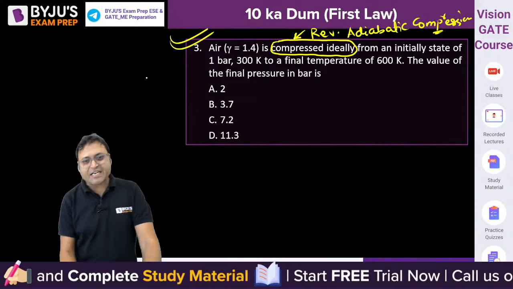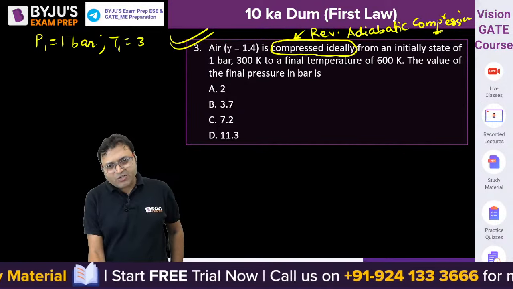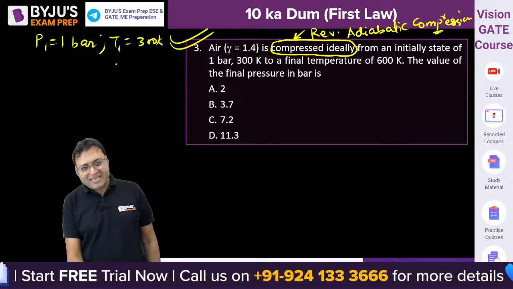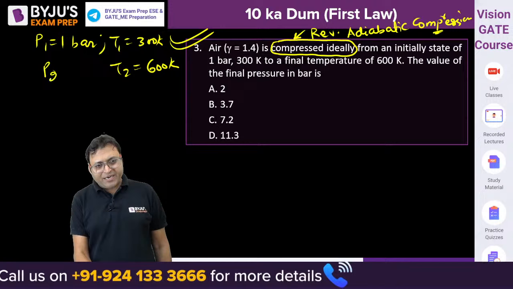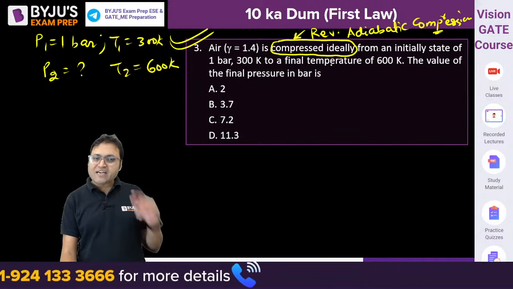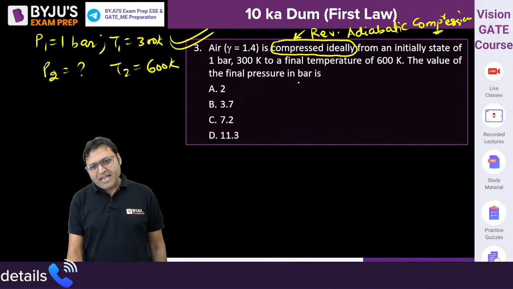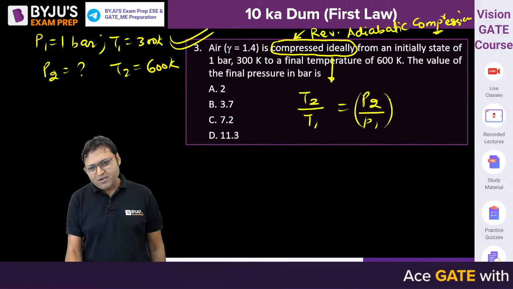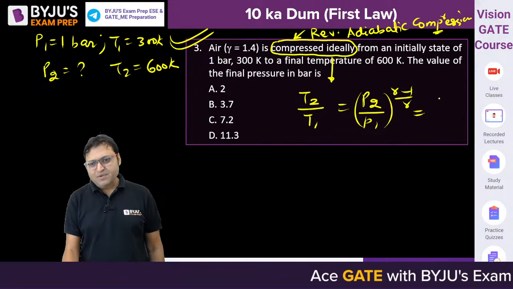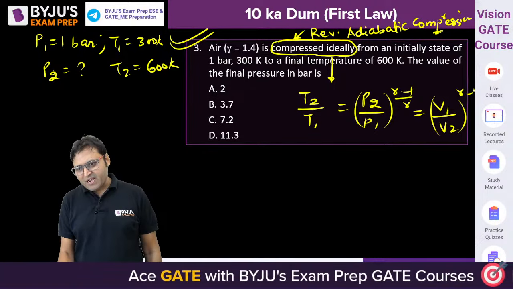From an initial state of 1 bar, initial pressure is 1 bar and T1 is equal to 300 Kelvin, to a final temperature of 600 Kelvin. The value of the final pressure P2 will be how much? So it is a reversible adiabatic compression. So it is very simple. We know that for a reversible adiabatic process, T2 by T1 is equal to P2 by P1 to the power gamma minus 1 by gamma is equal to V1 by V2 to the power gamma minus 1.